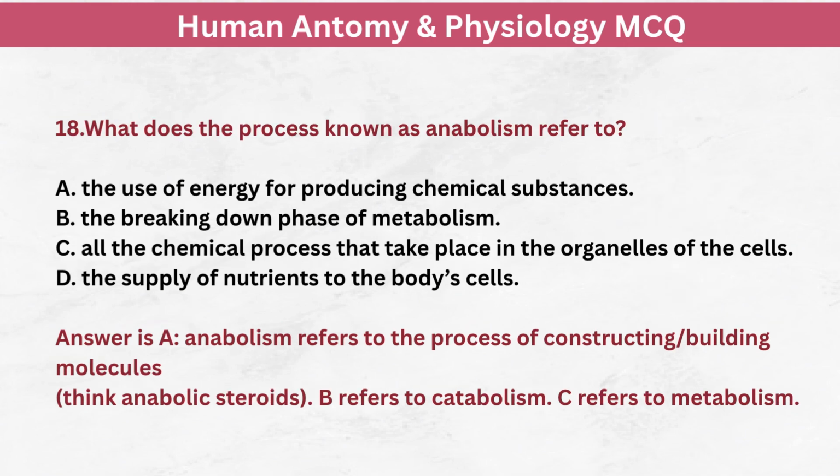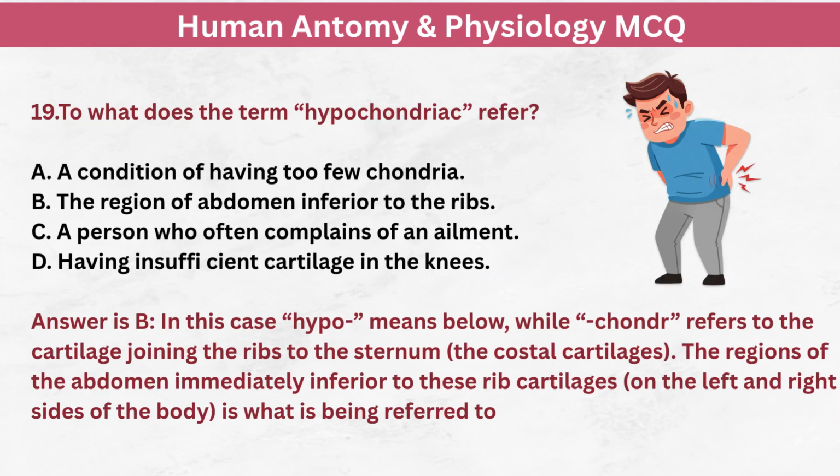18. What does the process known as anabolism refer to? A. The use of energy for producing chemical substances, B. The breaking down phase of metabolism, C. All the chemical processes that take place in the organelles of the cells, D. The supply of nutrients to the body's cells. Answer is A. Anabolism refers to the process of constructing, building molecules, think anabolic steroids. B. refers to catabolism, C. refers to metabolism.